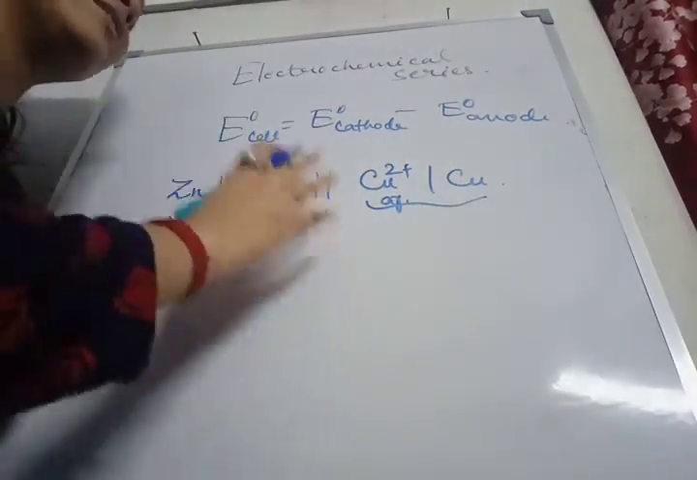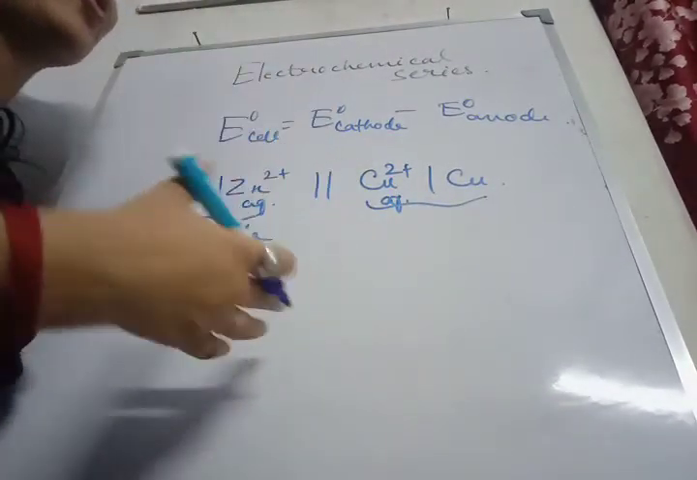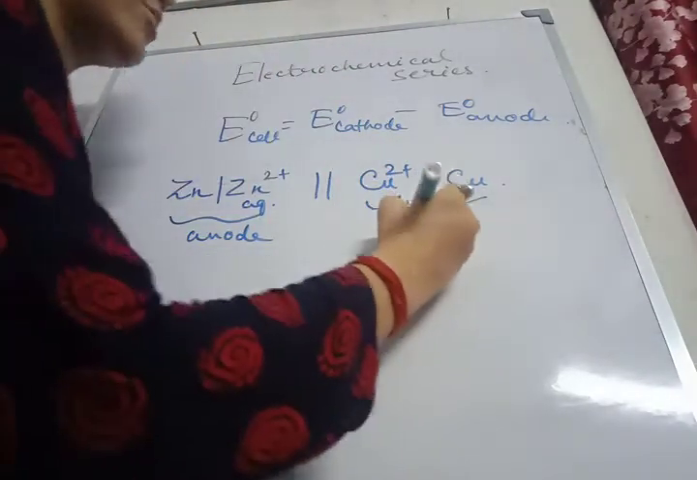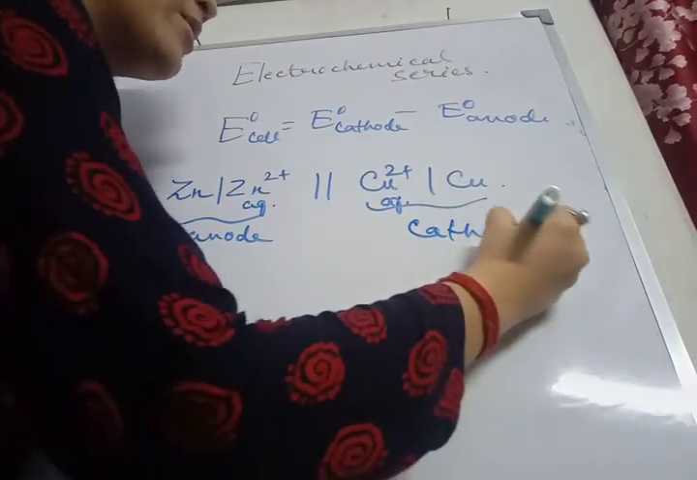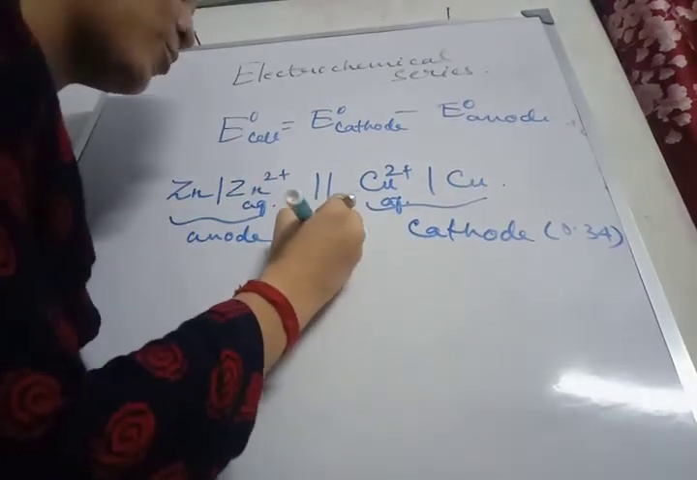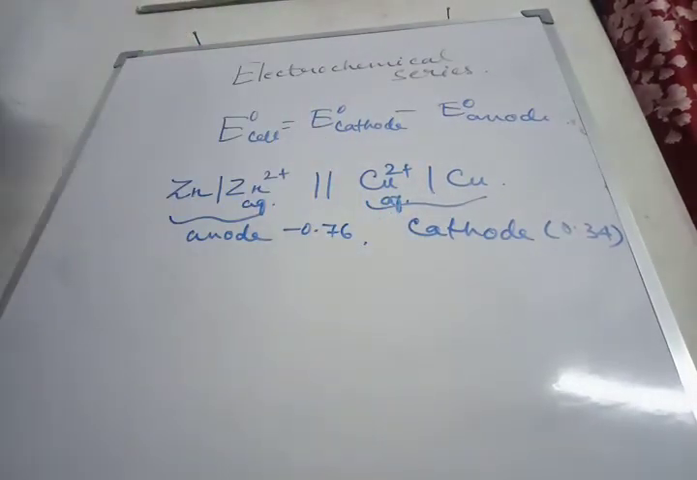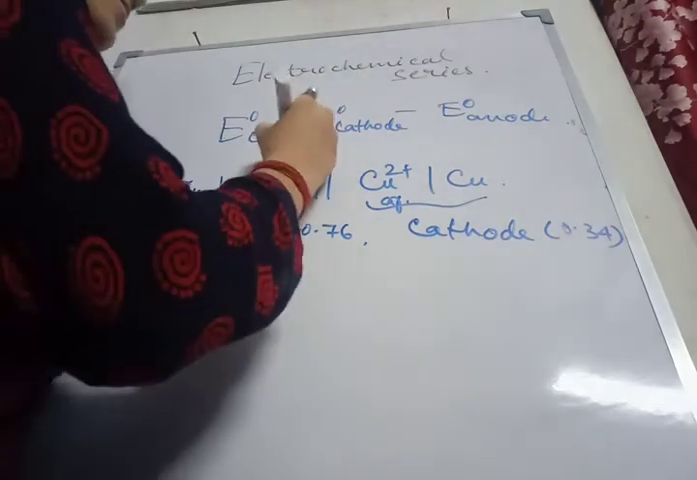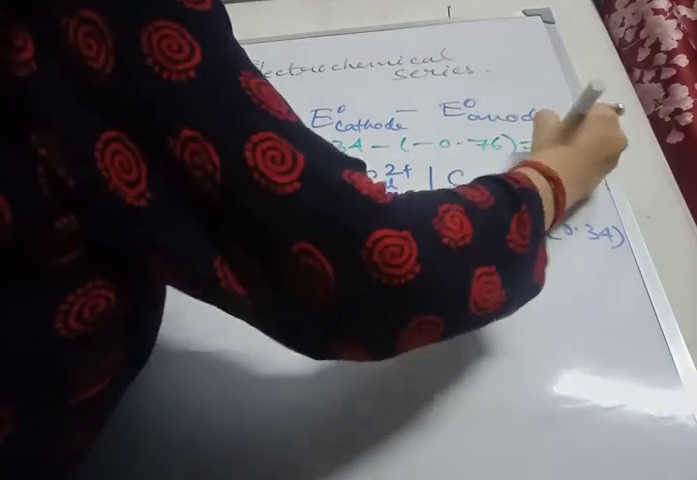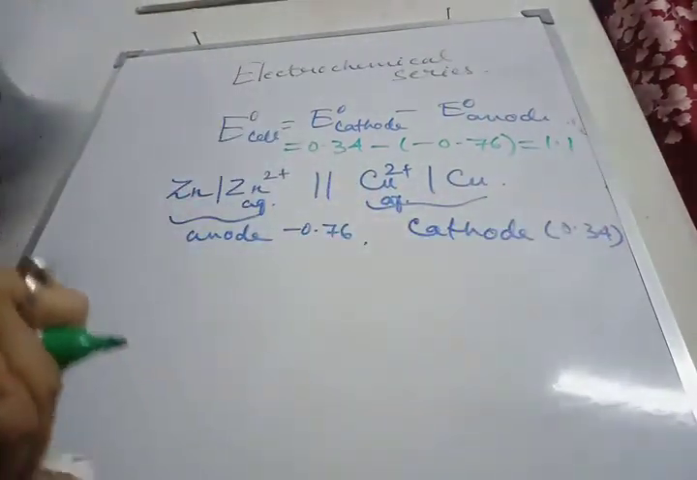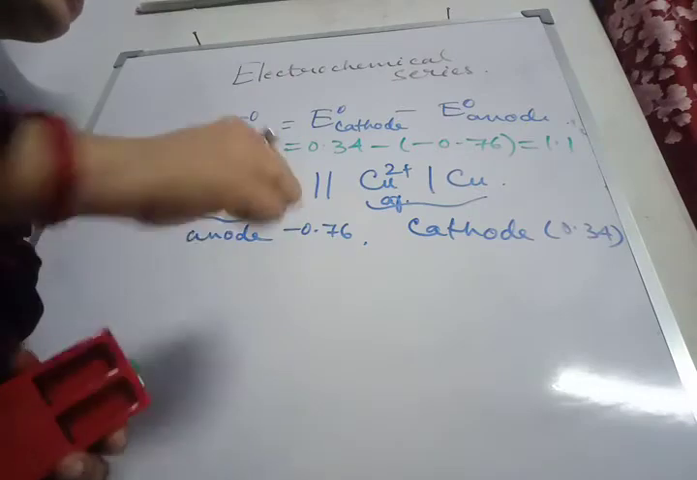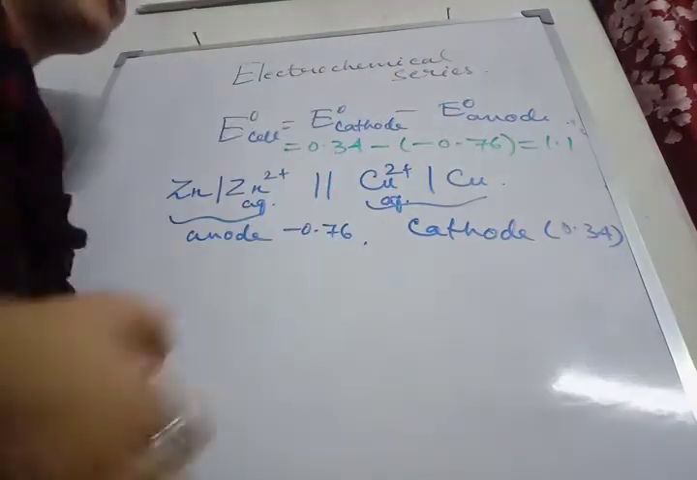If this notation is not given, then also we can understand which is my cathode and which is my anode from their values. The higher value of the E0 will go for cathode and the lower value of the E0 will go for anode. Right? So copper value we know is 0.34 and zinc value is minus 0.76. So if I apply them in this formula, what will I get? It is 0.34 minus of minus 0.76, that is equal to 1.1 volt. So this is my E0 cell. Right? That means when zinc and copper are coupled, the E0 of the cell is equal to 1.1 volt.